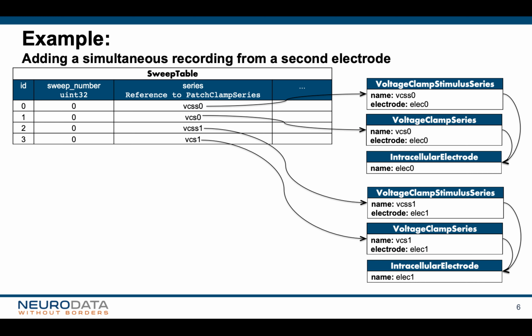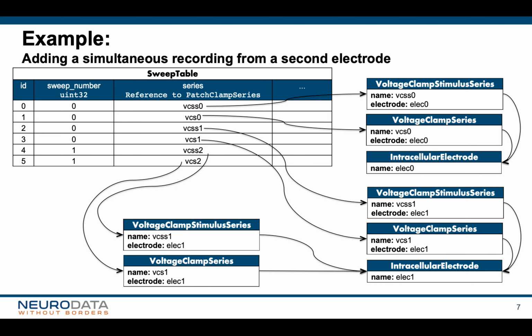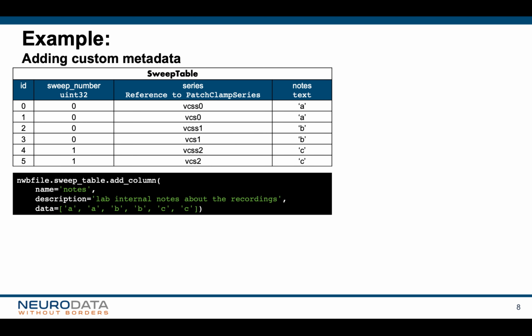When we record simultaneously from multiple electrodes, then those recordings will also have the same sweep number. But obviously, the intracellular electrode that is being used is different for these new patch clamp series. And then as we acquire more data, recordings from different sweeps are distinguished by their sweep number. Since the sweep table is itself a dynamic table, we can easily add custom metadata to it via custom additional data columns using the add column method that is provided by the dynamic table.